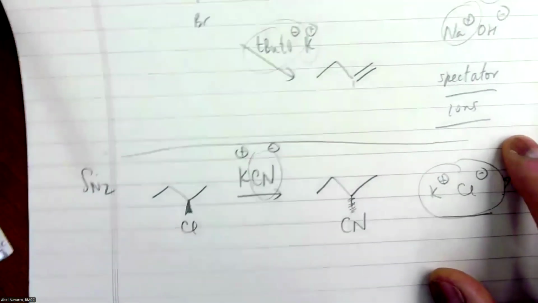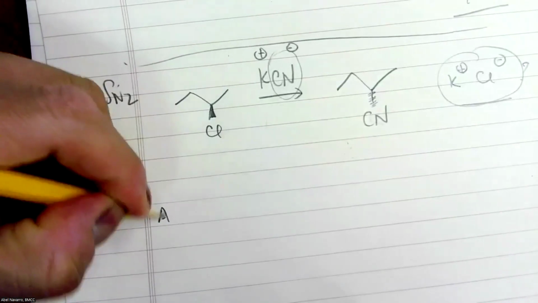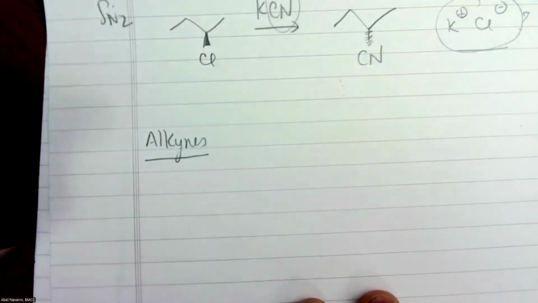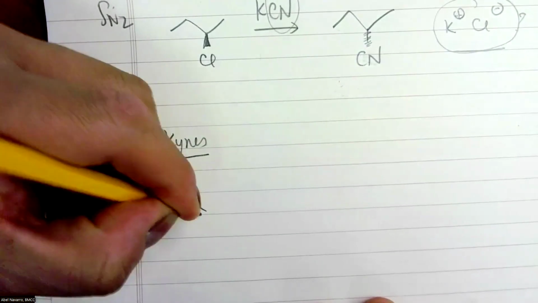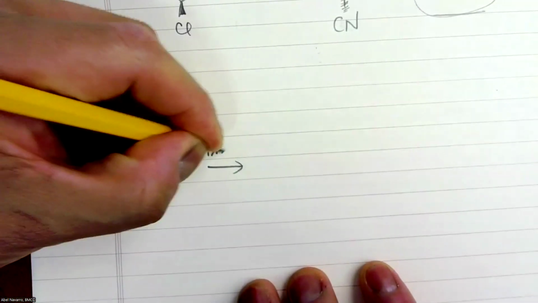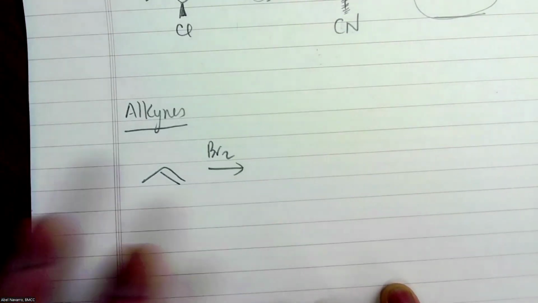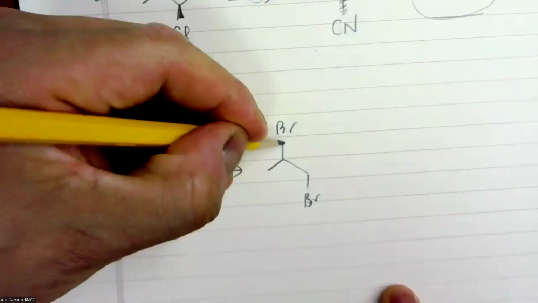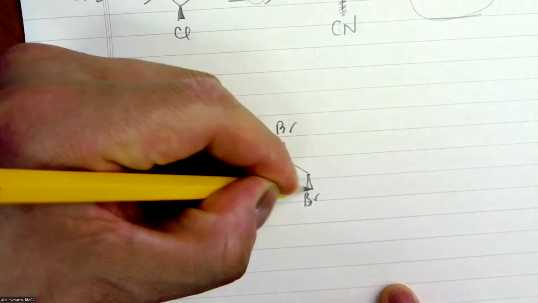Now let's see how to make alkynes. How do we make alkynes? Alkynes can be made from alkenes. How do I do that? To make an alkyne, you have to do a dihalogenation with bromine, no peroxide, no light, and you will get two bromines, trans. Bromine trans. To emphasize the trans, you can do a dash and a wedge.